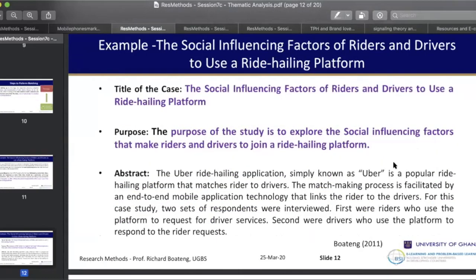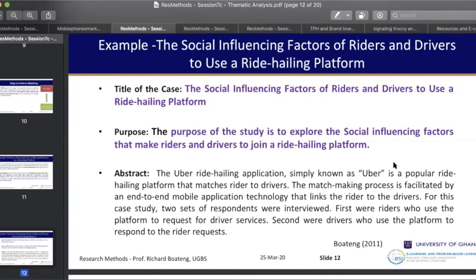So, title of the case: social influencing factors of riders and drivers to use a ride-hailing platform. Purpose: the purpose of the study is to explore social influencing factors that make riders and drivers join a ride-hailing platform. Abstract: the Uber ride-hailing application, simply known as Uber, is a popular ride-hailing platform that matches a rider to drivers. The matchmaking process is facilitated by an end-to-end mobile application technology that links the rider to the drivers.